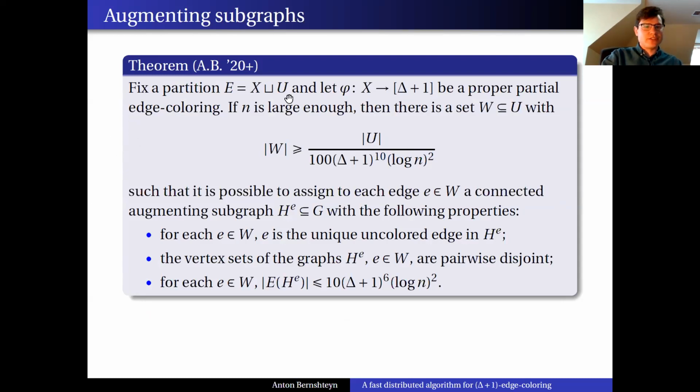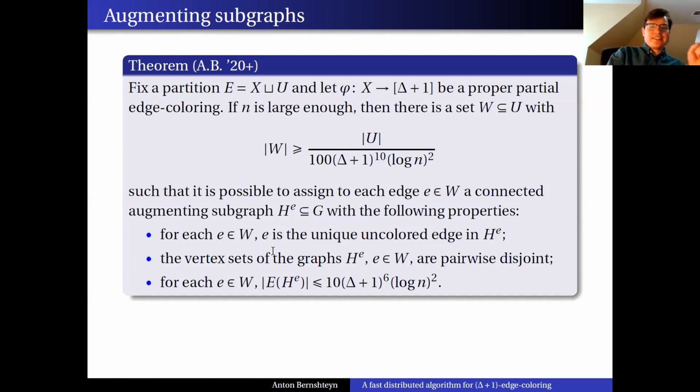So again, we have a fixed partition of the edge set of the graph, and we have a proper coloring of the edges in X, and the edges in U are uncolored. Then, if n is large enough so that my constants are set up correctly, one can find a subset W of uncolored edges, which is not too small. It's at least the size of all the uncolored edges divided by something polynomial in delta, n, log n. So this is a non-negligible fraction of the edges, such that it is possible to assign to every edge in W a connected augmenting subgraph, let's call it H_E, with the following three properties.